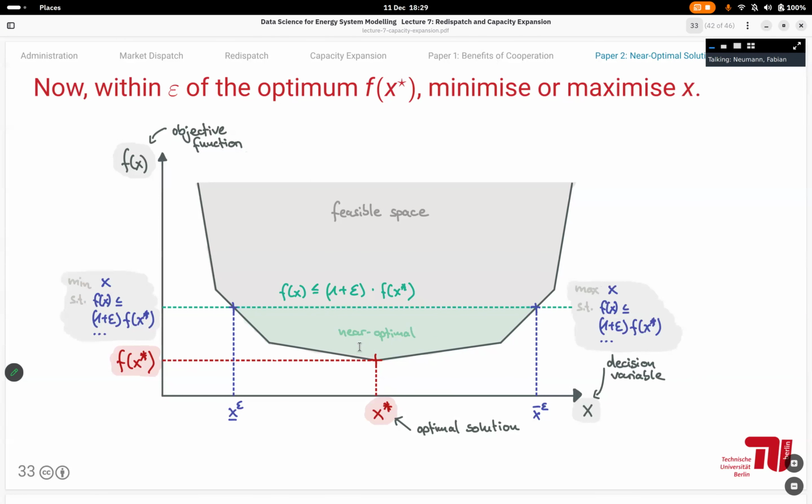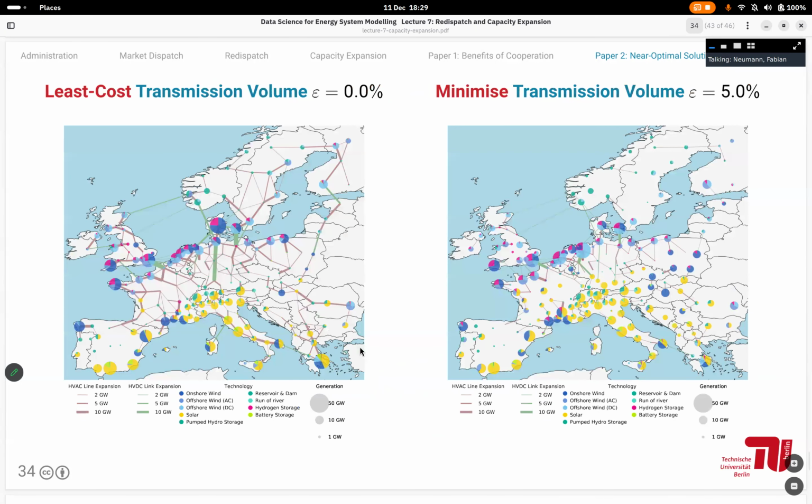So you basically change the objective for the new search direction, the thing that you want to minimize or maximize, and introduce a new constraint, the budget constraint, so that once you have a cost optimal solution, you stay within epsilon of that budget.